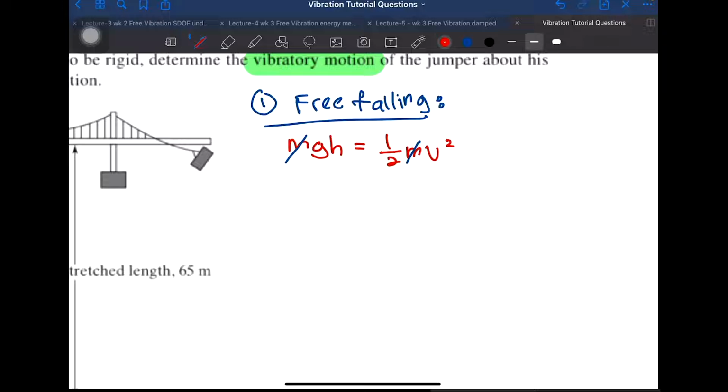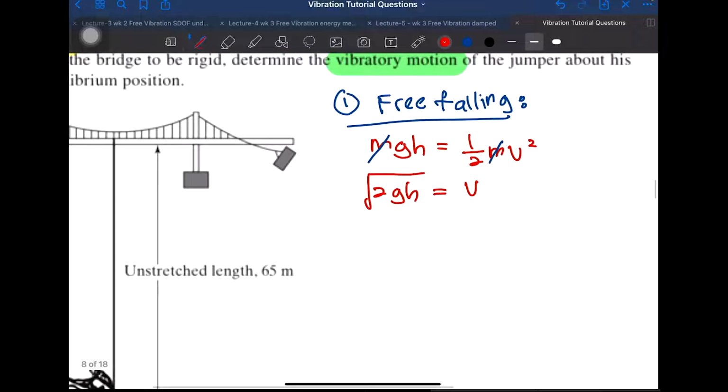Then you'll get the square root of 2gh equals the velocity, the v. So in order to find v, you have to know g and h, which we already know. This is the height, 65 meters. The g is the gravitational acceleration, which is 9.81. So just substitute all the values, then you get the velocity for free falling.